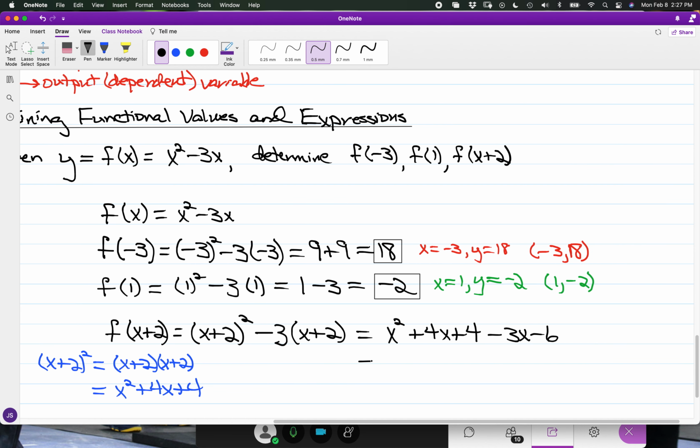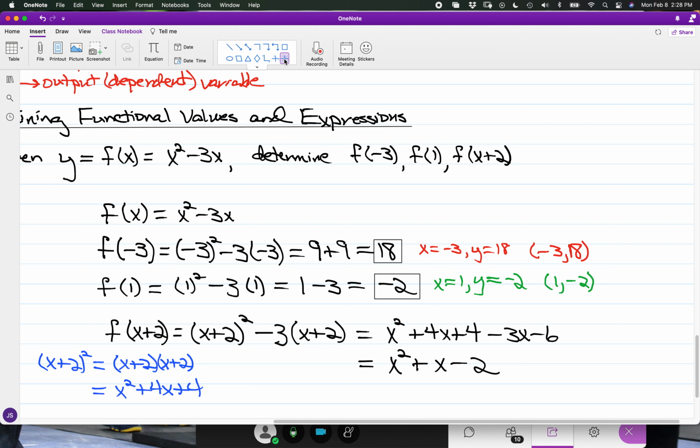Okay, so then we have x squared, 4x minus 3x. So this will leave us with plus x. And 4 minus 6 is going to end up at negative 2. So we come out to x squared plus x minus 2.